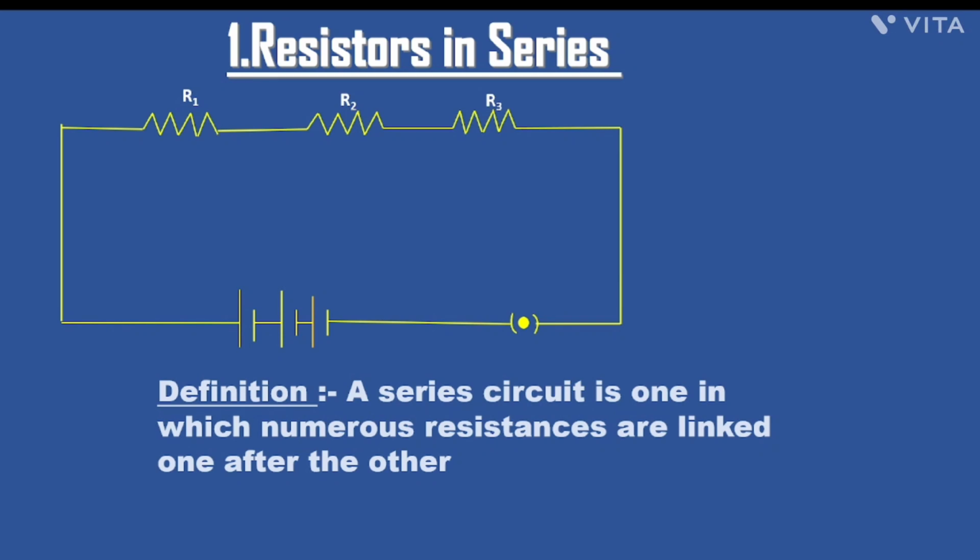Once you join them, first of all you have to understand the definition. The definition of a series combination is: a series circuit is one in which numerous resistances are linked one after the other. So we have the first resistor R1 which is connected to the second resistor R2, and it is also connected to the third resistor R3, in a series circuit.